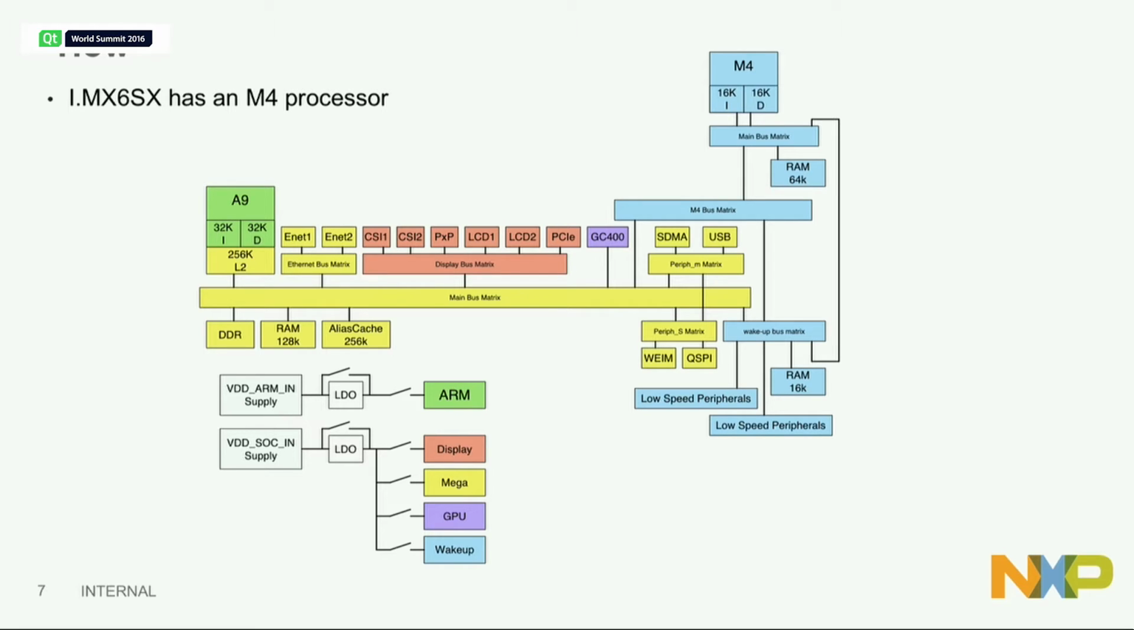If you look at the picture, those 2 cores have access to the full matrix. What that means is that this guy can have access to this memory. It can have access to quad SPIs, all these low-speed peripherals, all this stuff. And the way I draw these drawings is to help people understand how things work.